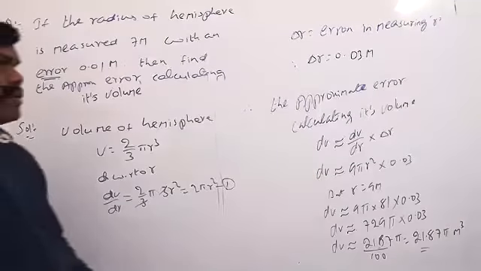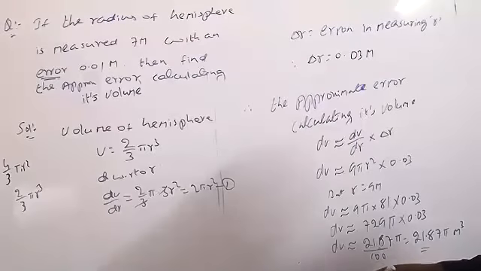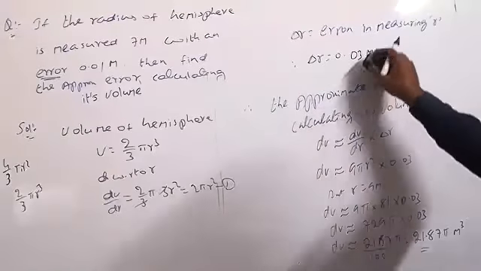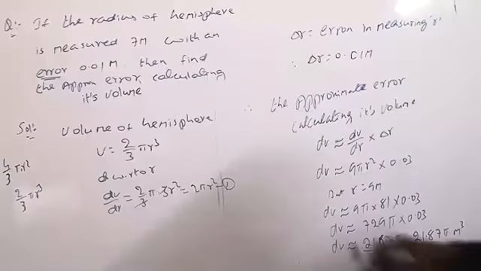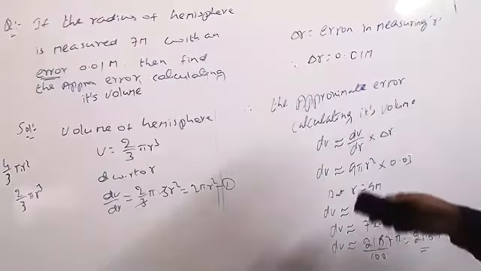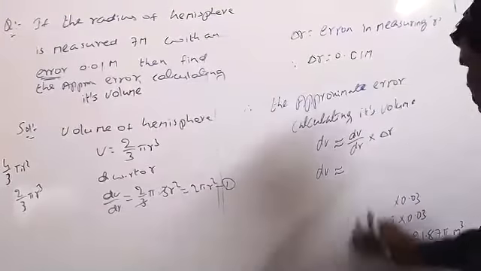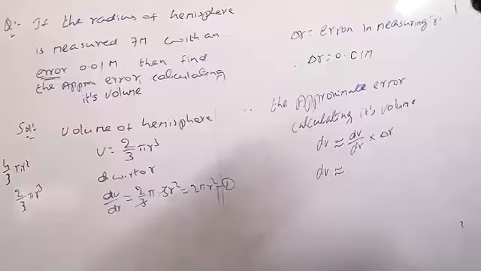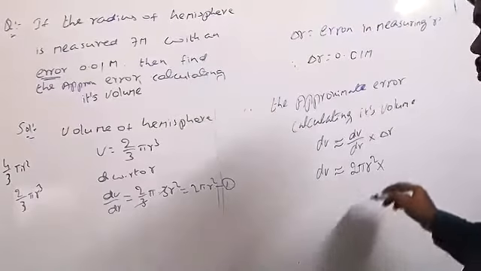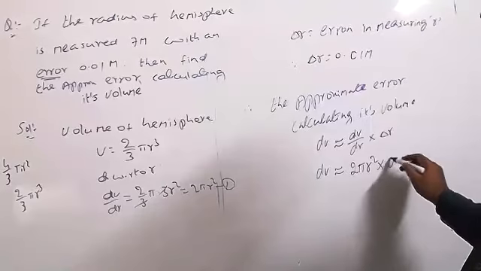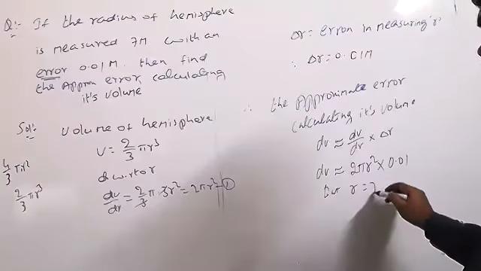Now coming to the same thing, here also you can write the approximate change. Error in measuring r is delta r, and delta r equals 0.01 meters. Then the approximate error in calculating its volume, the same formula: dV equals 2 pi r square into delta r, which is 0.01. And write the radius equal to 7 meters.